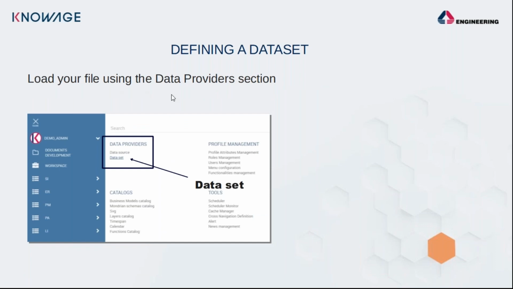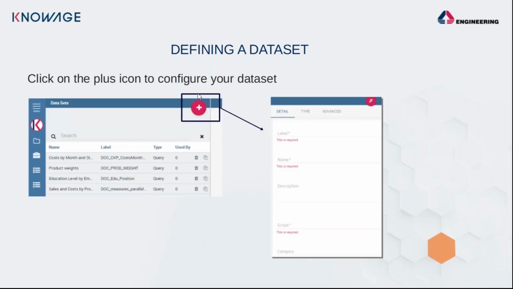Where to load your file? Supposing we logged in to the environment, you see that there is this section called Data Provider, and you have the menu item dataset. If you click on dataset, you enter the dataset list and you get this red plus icon where you can configure and add your dataset. When you click on this red plus icon, you are asked to fill in the detail form, where all the fields marked with an asterisk are mandatory.